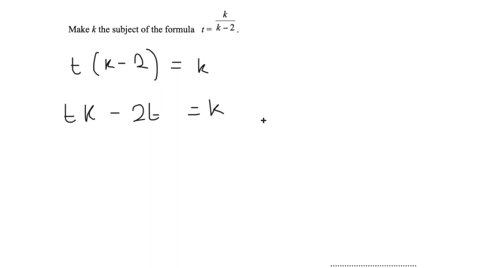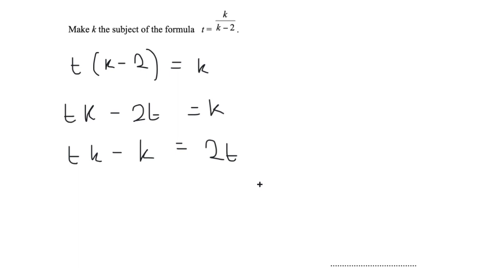But if you ever find yourself in this situation, what you want to do is get both the k's on the same side. So I'm going to say, well, we've got tk. If we subtract this k off, and we're going to add this one onto the other side, so we've got tk minus k equals 2t.